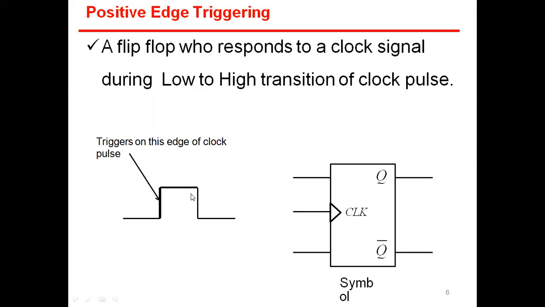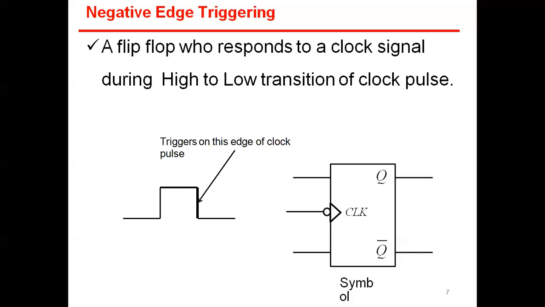Positive edge triggering. A flip-flop that responds to a clock signal during the low to high transition of a clock pulse, triggering on the edge of the clock pulse. Here, whenever the pulse is passing from low to high, this area will be the active circuit. It is indicated by this rectangle in the circuit. It is called positive edge trigger. Once again, it is the area in which the clock pulse is passing from 0 to 1. In this area, the circuit will be active.